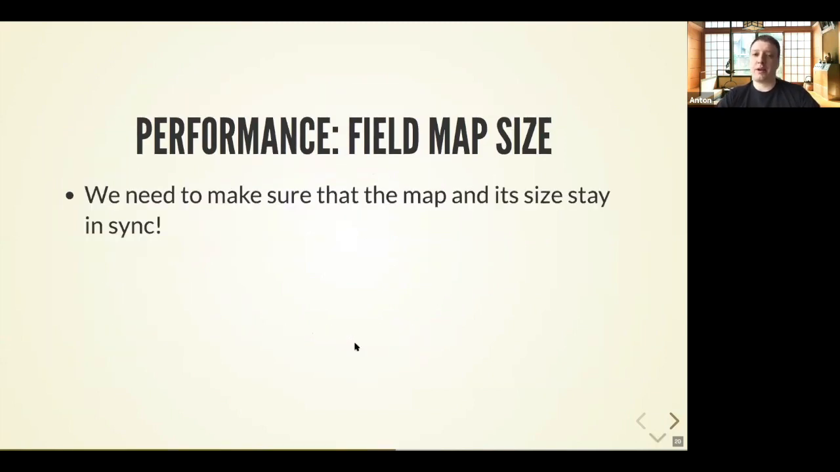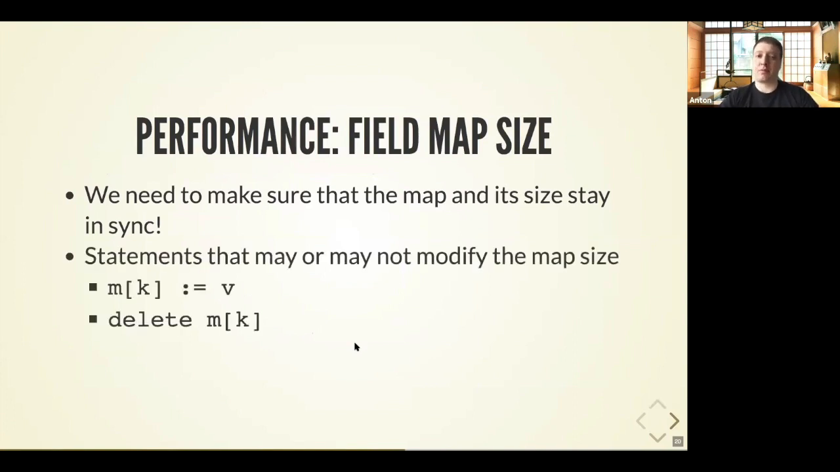Okay, but now we have a bit of a problem here, right? We need to make sure that the map and its size, they stay in sync. That's very important. And you have a couple of operations, couple of statements that may or may not modify the map size. For example, this one. This operation either changes this key to be associated with this value, or if this key is not in the map, it adds new key. Right? So it looks like an array, but in fact, it's not, right? Because it lets your maps grow or shrink, in this case, grow or shrink dynamically. Okay, so this might add a new key, so that might grow your account size, or might not actually do that if you already have this account.